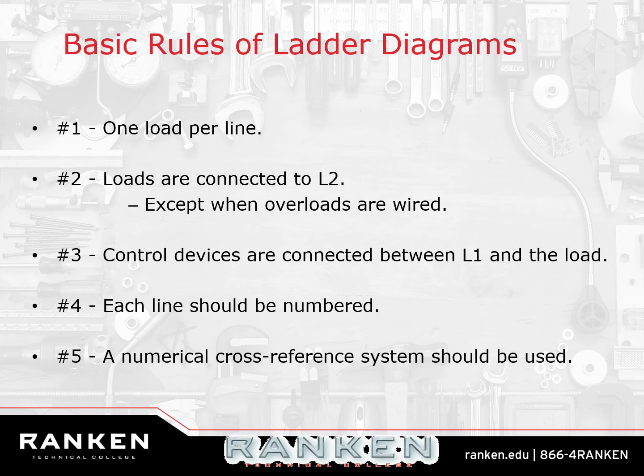Anyway, and rule number 5 is the numerical cross-reference system has to be used. The numerical cross-reference system is to tell me what line the action, right, and the decision, so that decision could affect other lines. If the decision is affecting other lines or other rungs, I need to know what rung they're on. That's the numerical cross-reference. You guys remember all that now? Ringing bells? Okay.